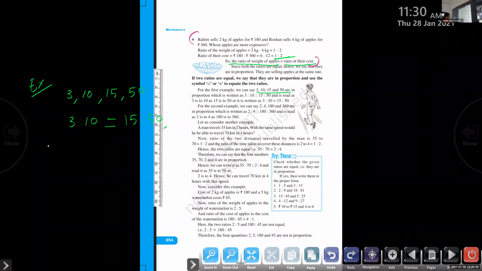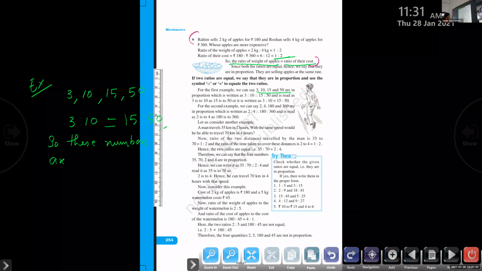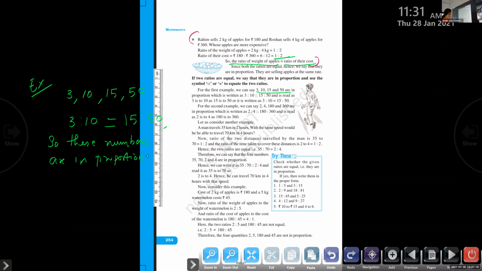So these numbers that I am writing on the board now, you can write, are in proportion. 3 is to 10 is equal to 15 is to 50, because when you simplify 15 is to 50, you will get 3 is to 10 itself.